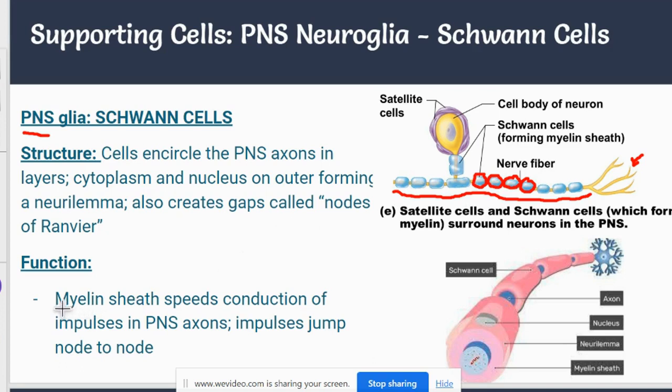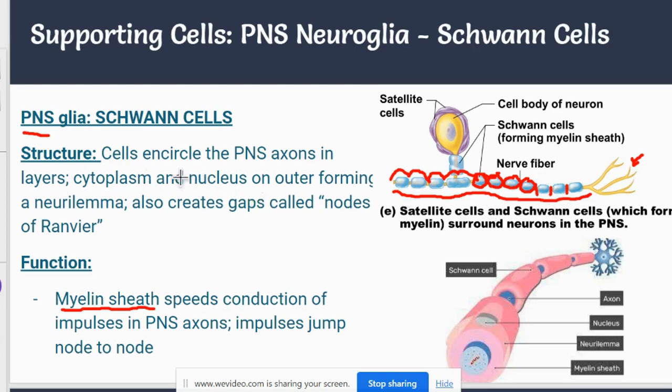So these are what's making the myelin sheath, which speeds the rate of how fast the nerve impulse can travel down the axon. When it's myelinated, the nerve impulse doesn't have to travel the entire axon. It can actually jump from gap to gap, which makes it go much, much faster. Each one of these gaps is called a node of Ranvier. Will you need to know that? Not yet, but you will need to know that eventually.